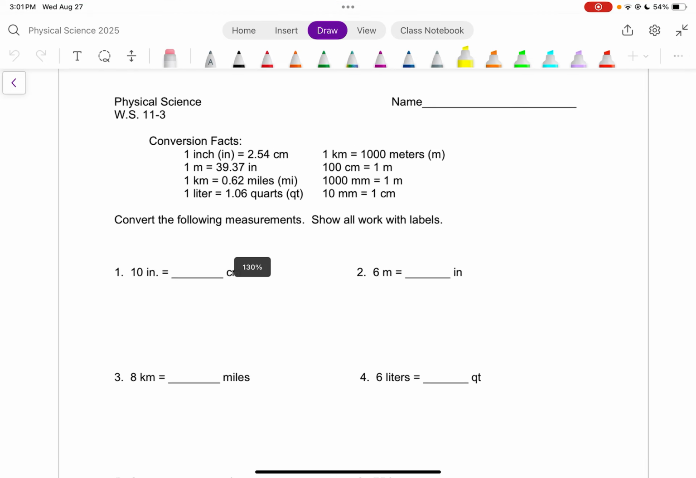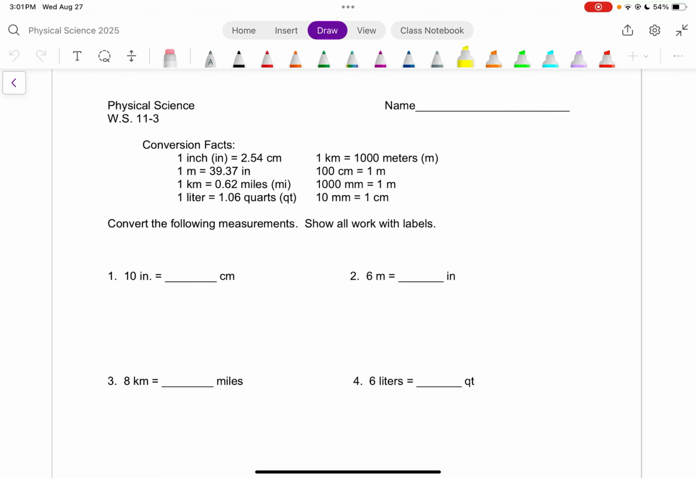So you guys, just like the other things, there's 4 steps to these. I need to see your work. And so we start out, I'll just show you each step. The first problem is saying 10 inches is how many centimeters? So that's what we're looking at. So here's how I do that.